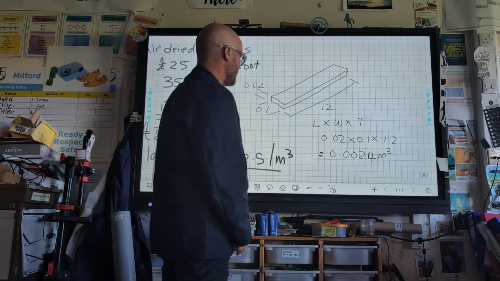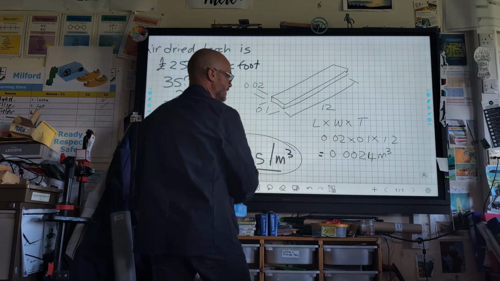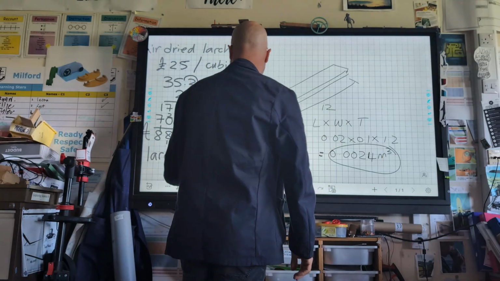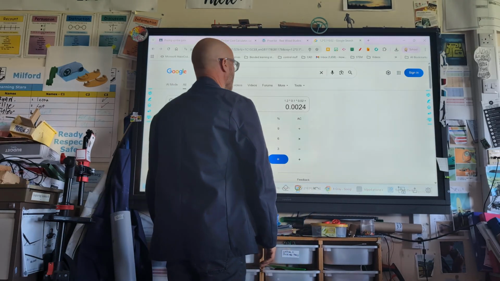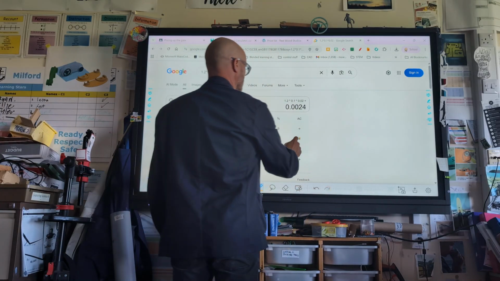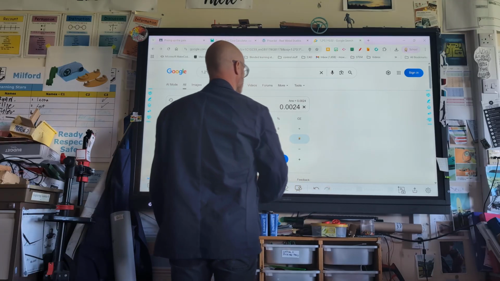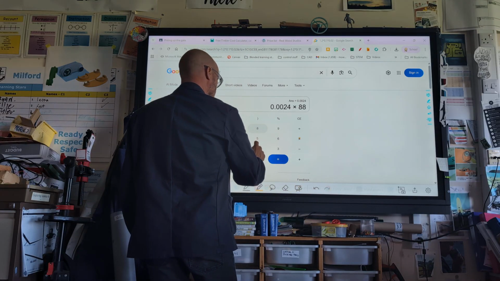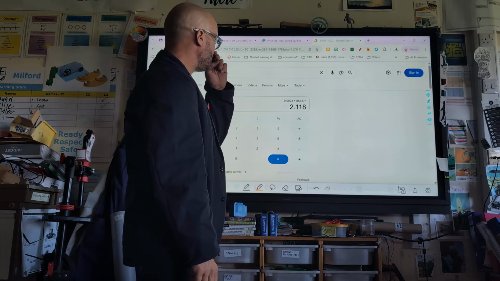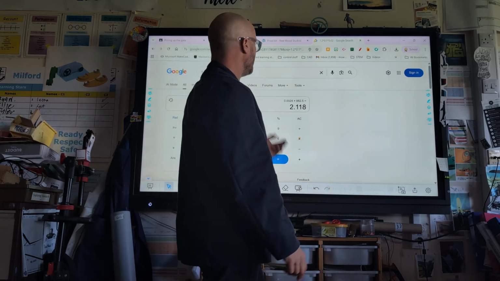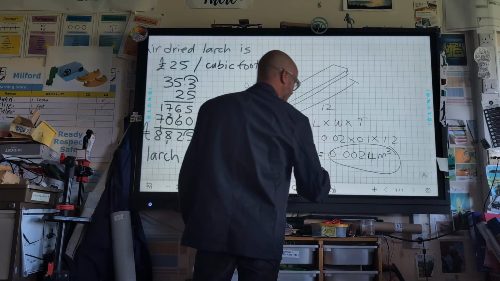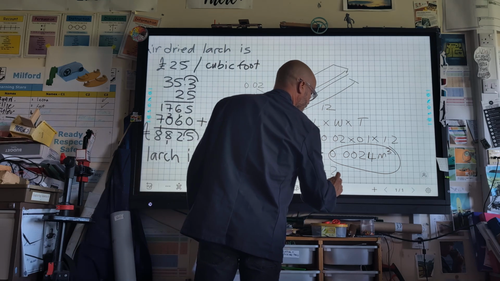So to work out the price of that piece of timber, I take my price per meter cubed and I multiply it by this one. So shall we do that back on the calculator? 882.5. So that times, get my mouse working again, times 0.0024 equals. So that piece of wood is going to cost me £2.118. So let's push it up to £2.12. So the price for that is £2.12.